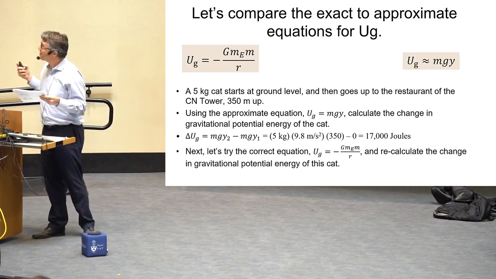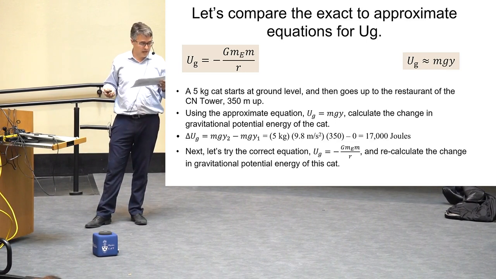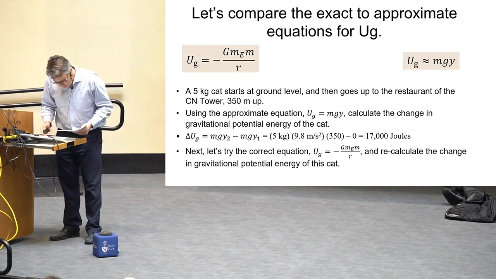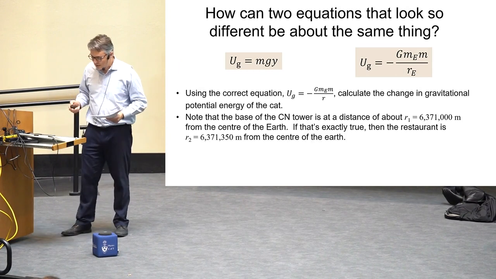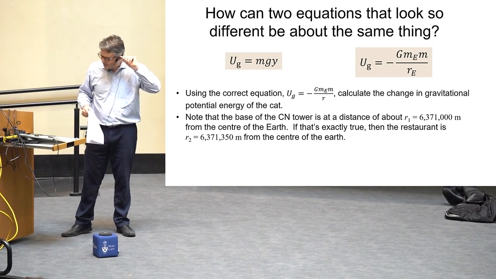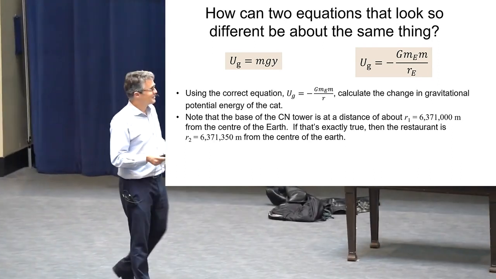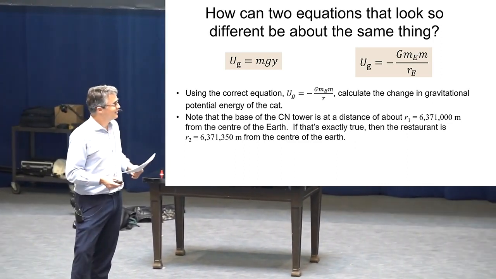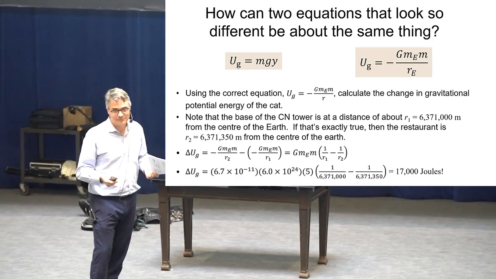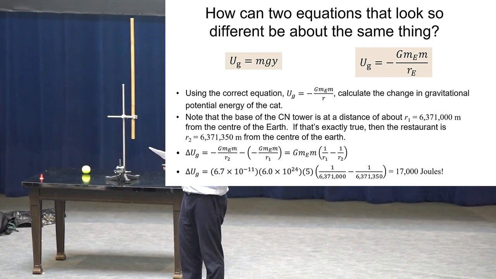That was actually an approximate equation, which assumes that g is constant. So we could try to do the same thing for the cat using U sub g equals negative G times the mass of the Earth times the mass of the cat divided by r, and see if we get the same answer. It's hard. You say that the base of the CN Tower is at some distance from the center of the Earth, and the top of the CN Tower is farther. I think there's something seriously wrong with my significant digits here. But anyway, the difference looks like that. It was a bit hard to do on my calculator, but I did get 17,000, so it makes me feel like I did something right. Fun with calculators.